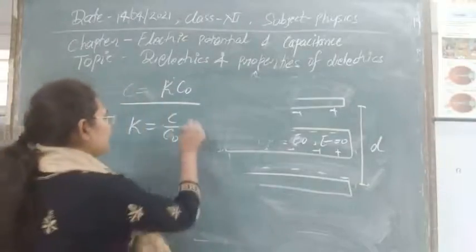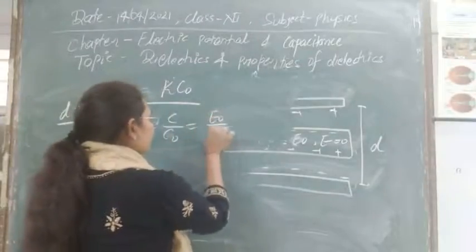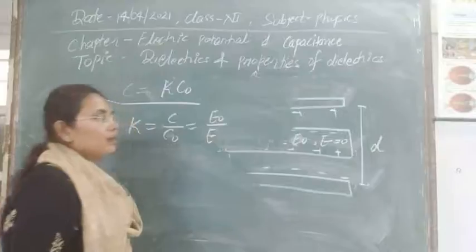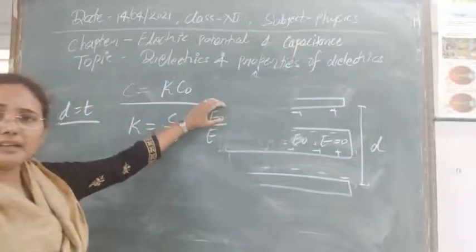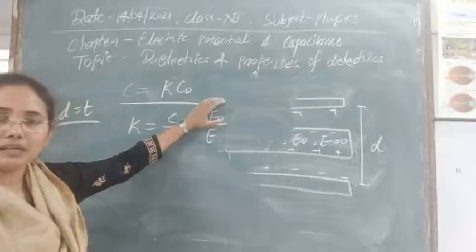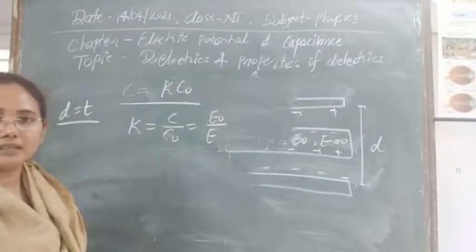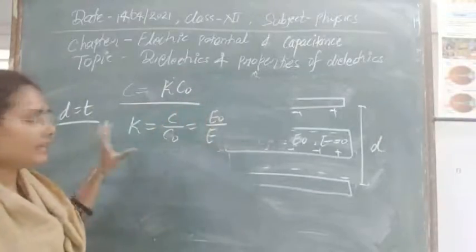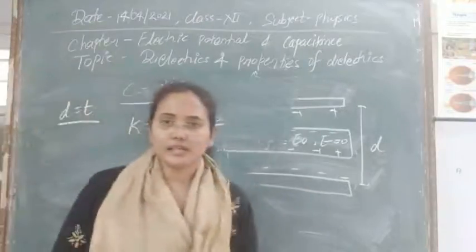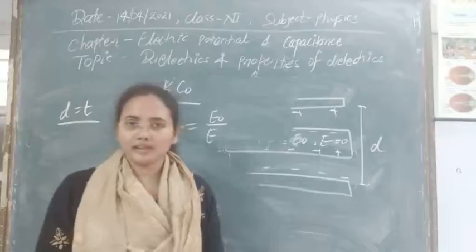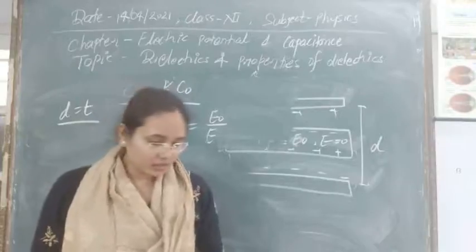We have also calculated it by the use of electric field. If we know the electric field before putting the dielectric in the external electric field, and after putting the dielectric in the external electric field, then we can calculate the dielectric constant. So by using this formula we can understand the properties of the dielectric also. Now I think that is all clear.